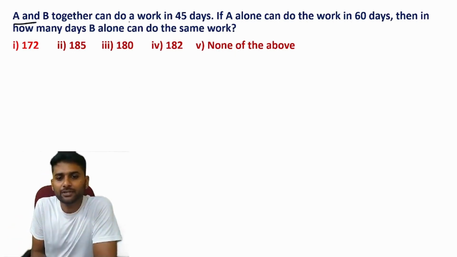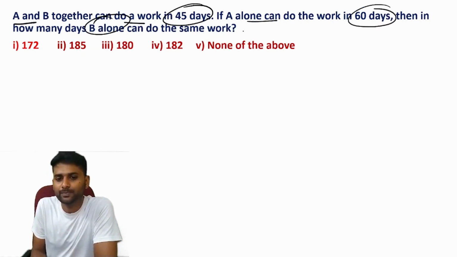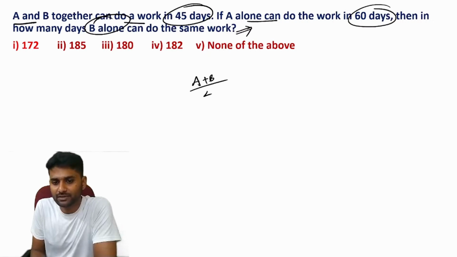See this question. A and B together can complete the work in 45 days. A alone takes 60 days. In how many days can B alone complete the same work? A and B together will complete it in 45 days. A alone can complete it in 60 days.